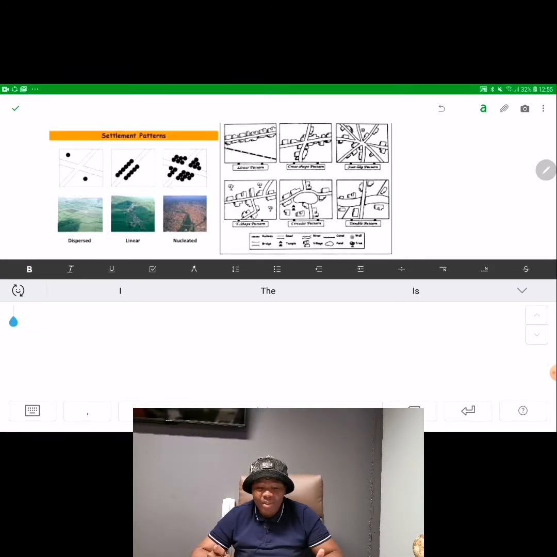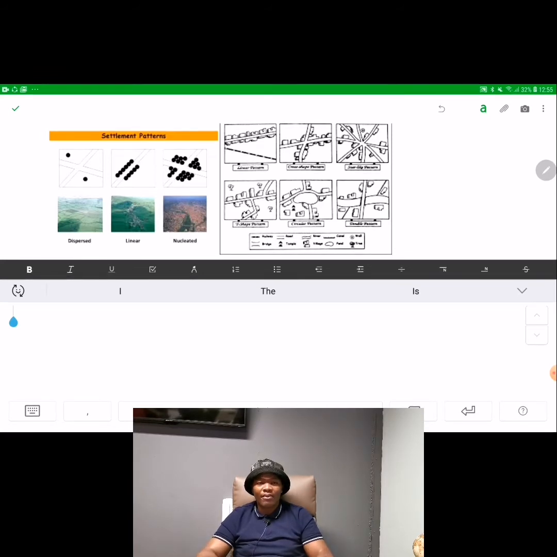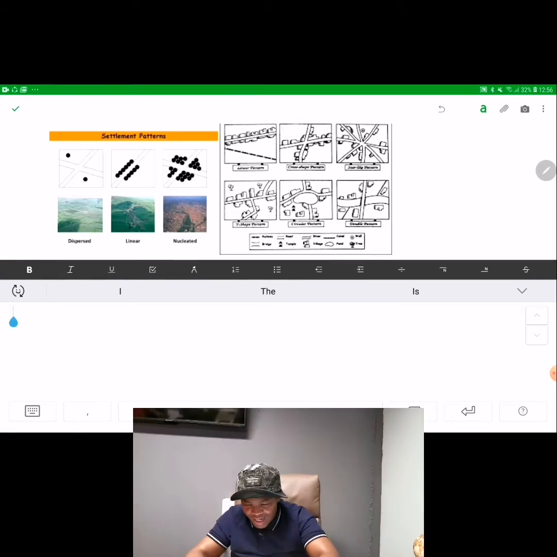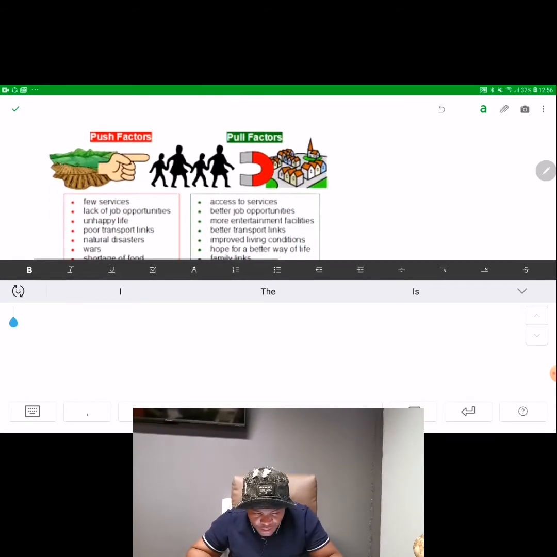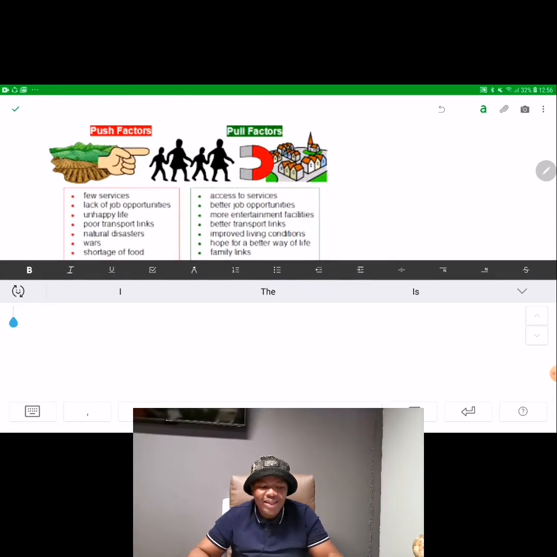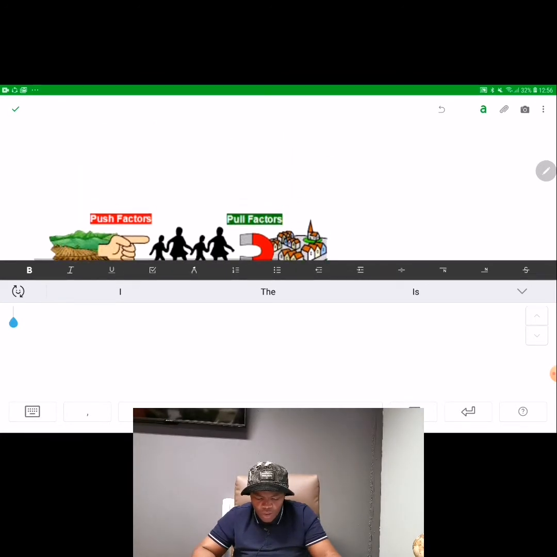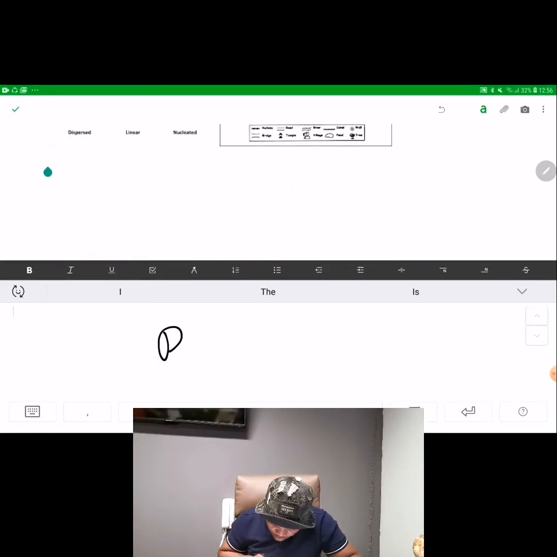So those are the settlement patterns that you need to familiarize yourselves with. The dispersed settlements mean that people are staying far from each other, and the nucleated patterns mean that people are staying closer to each other. Now let us look at another term that we are going to use when we are speaking about rural settlement: rural-urban migration.